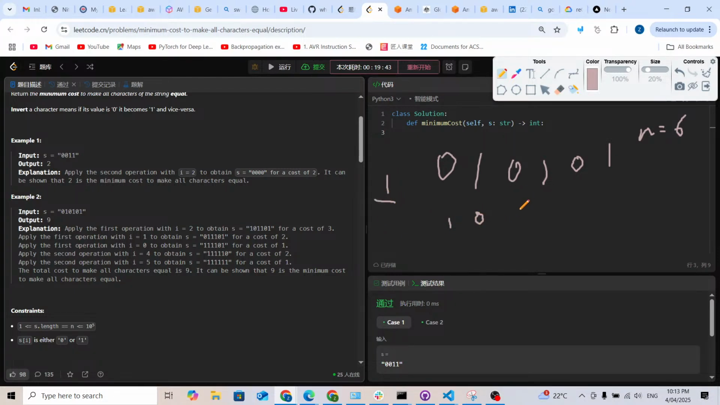And then we just invert all the others. This is 1, 0, 1, 0. Now this one is finished because we finished our inversion. Definitely we don't need to invert it back because that is not a great idea. Now we're going to move to the next step.